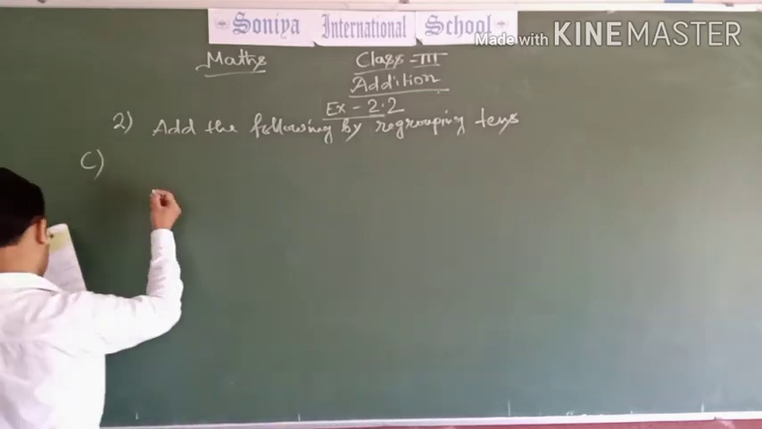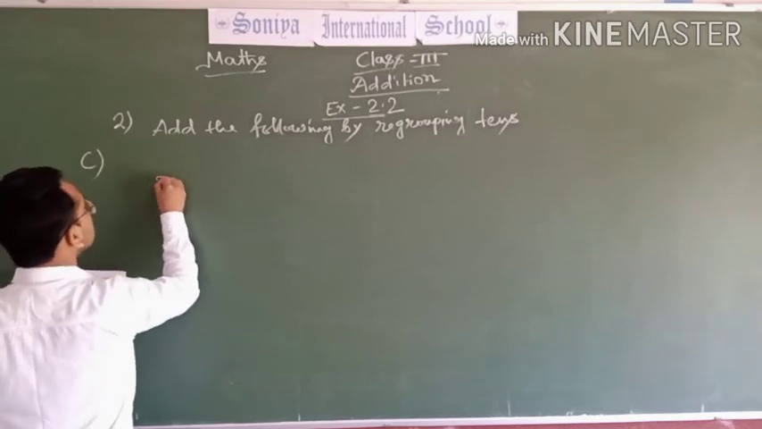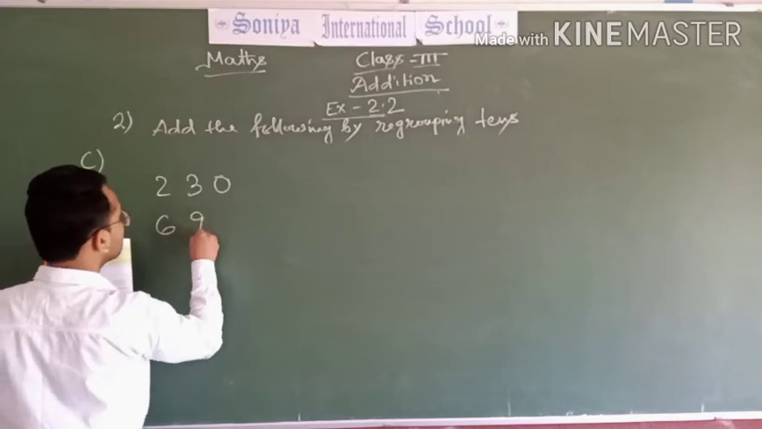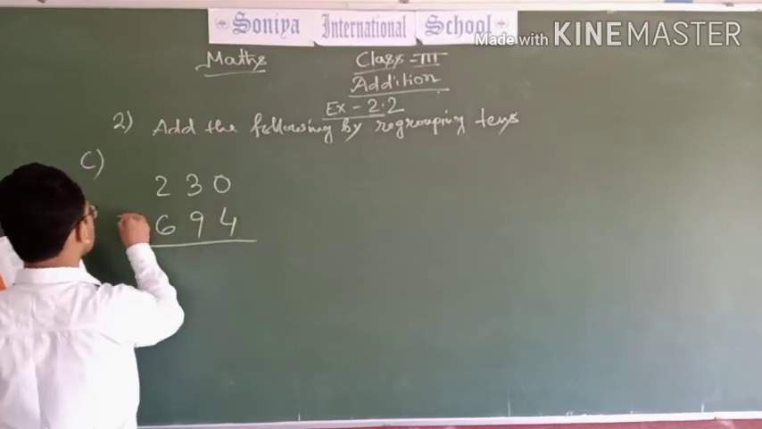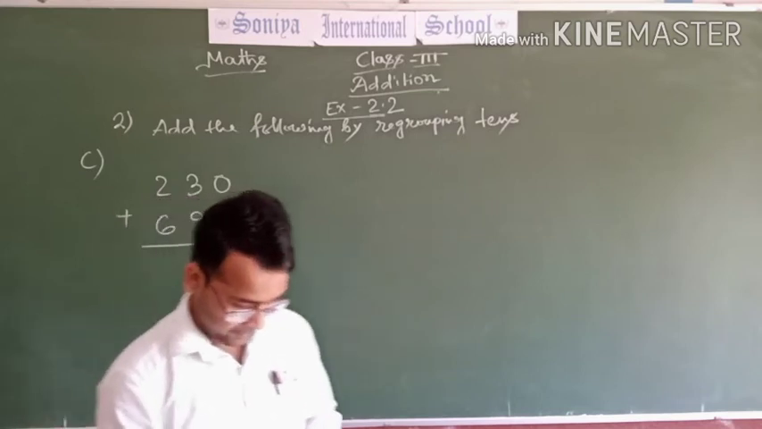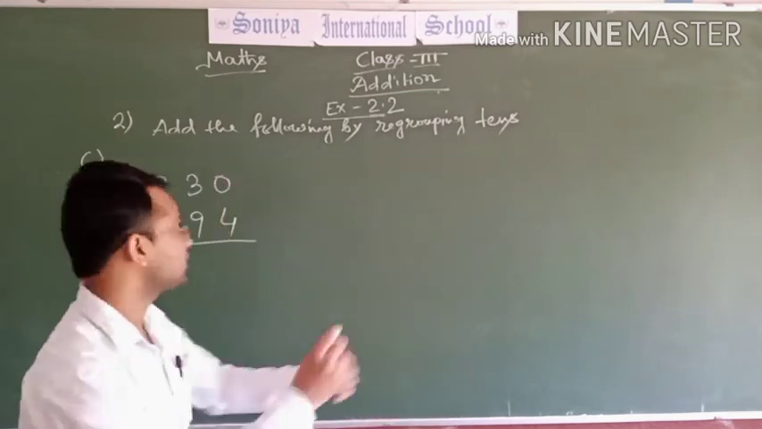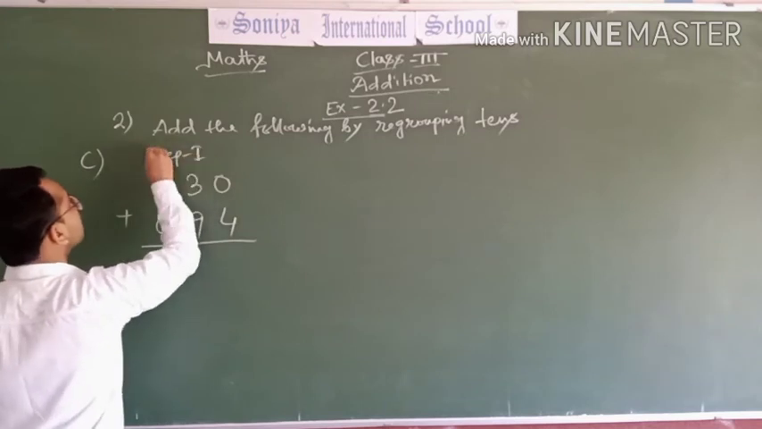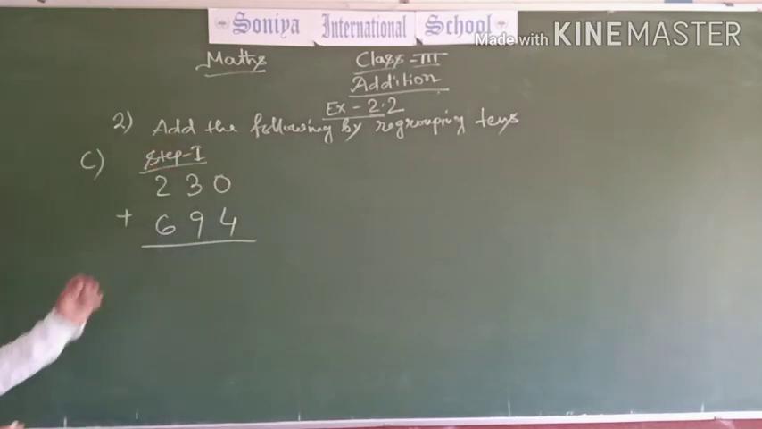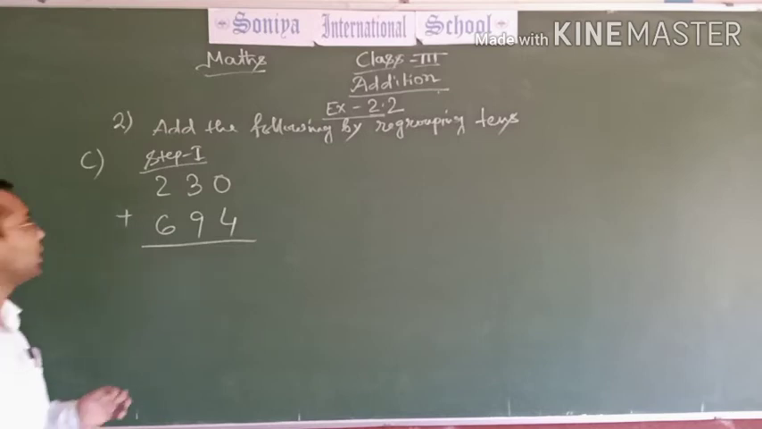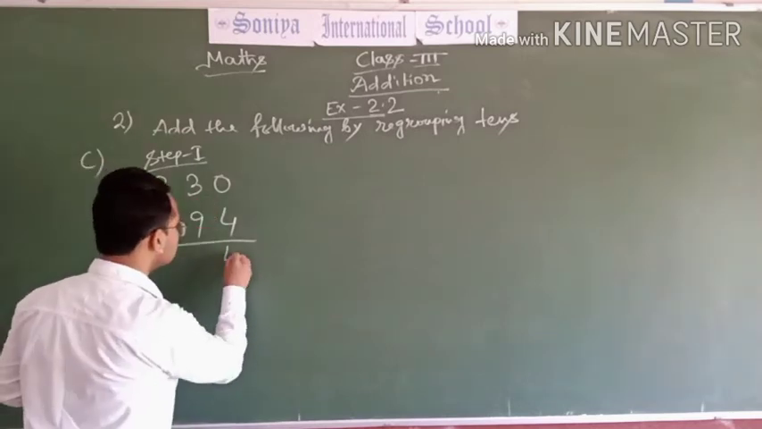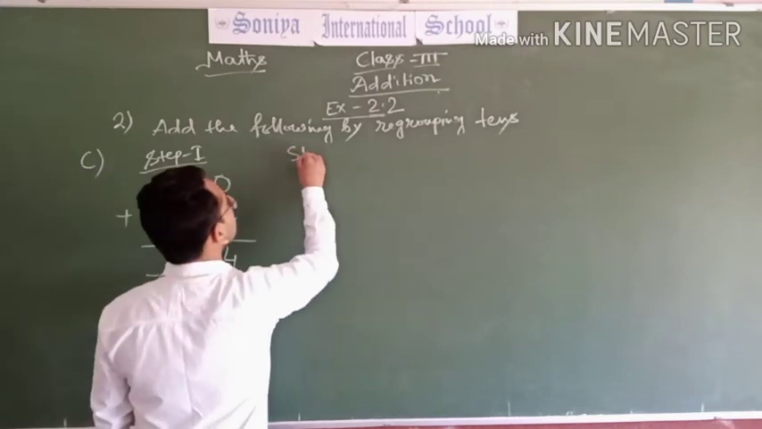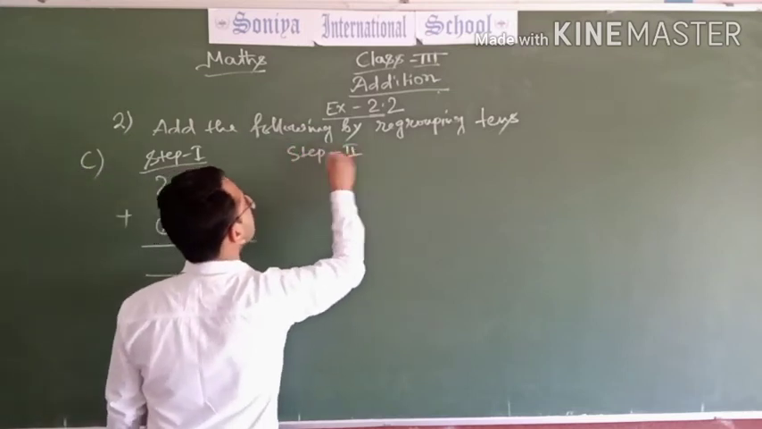C. 230 and 694. In step 1, add all the ones place numbers. So 0 and 4 is equal to 4. Now done. And the next one is step 2.